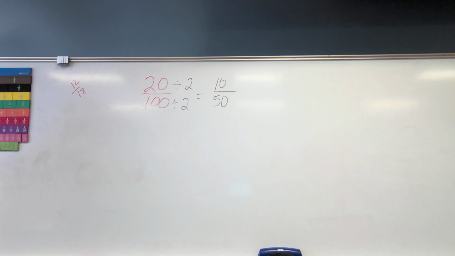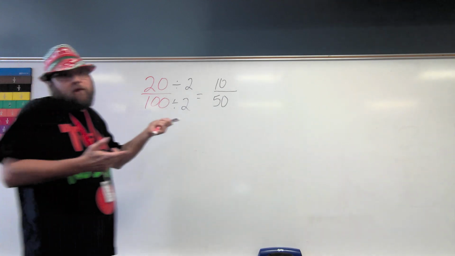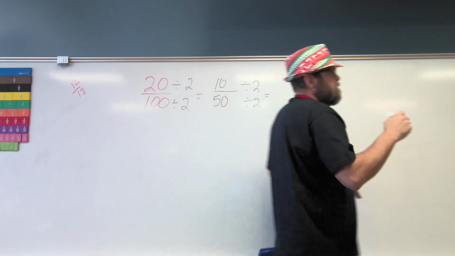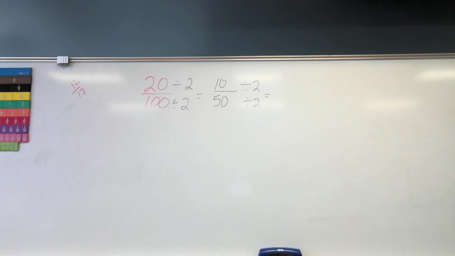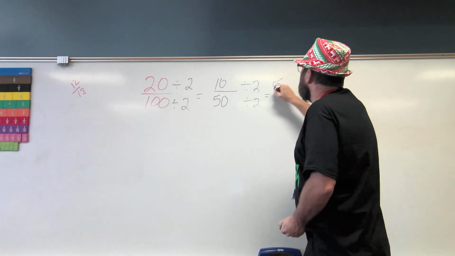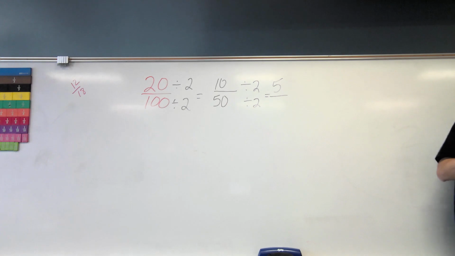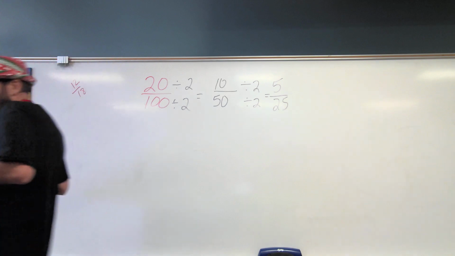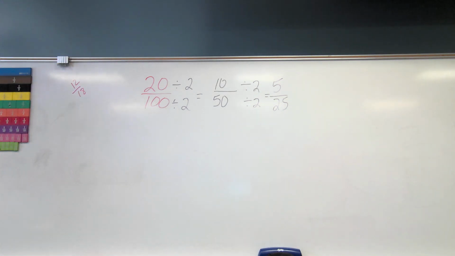Can you think of a number that divides evenly into both 10 and 50? 2. Okay, so you're dividing them both by 2. They're both even. So yes, we can divide them both by 2. And Jaden, 10 divided by 2 is? 5. And 50 divided by 2 is? 25. Okay, so is that lowest terms, Jaden? Yes. Oh, no. No, it is not lowest terms.